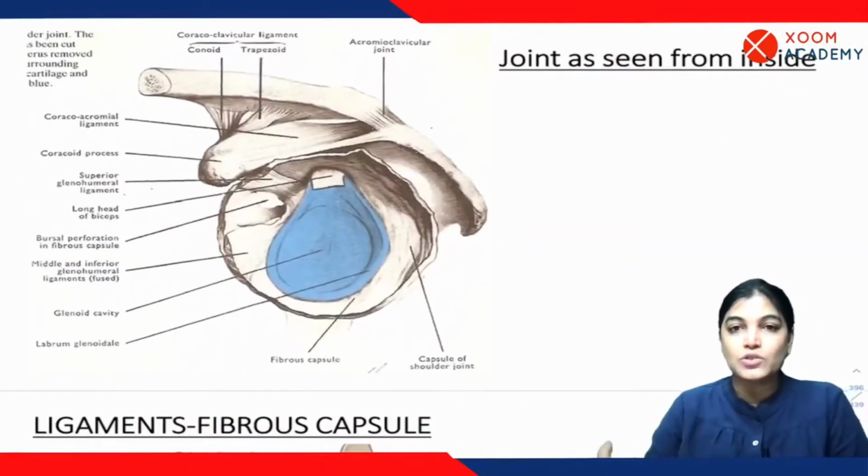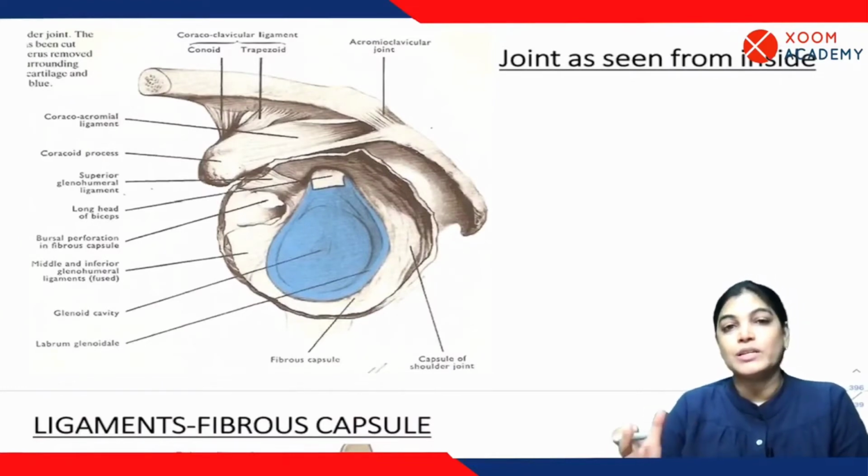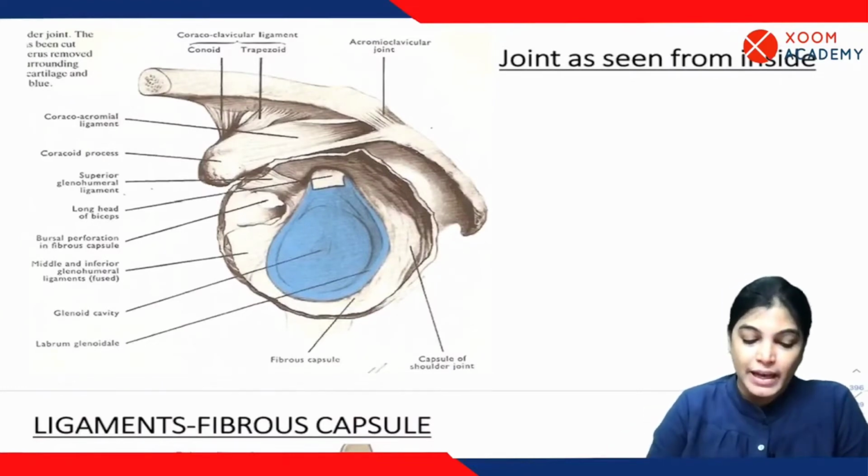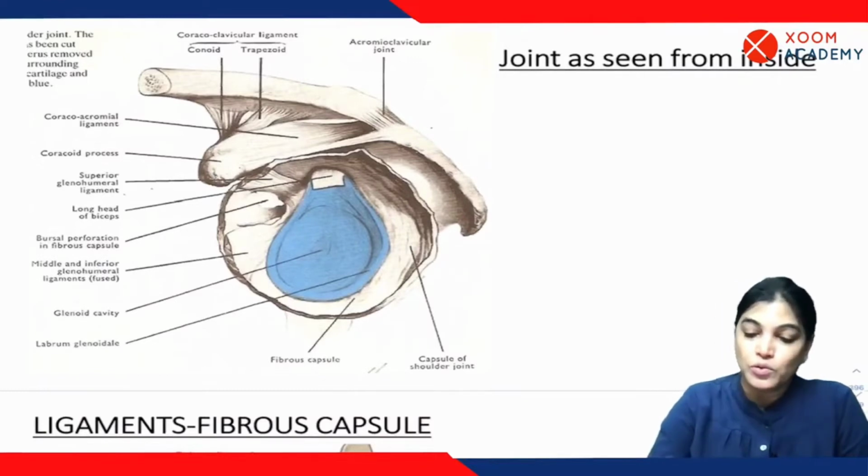Now, when you see the joint cavity from inside, you can appreciate the fibrous capsule and you can appreciate an important ligament, that is the glenohumeral ligament.